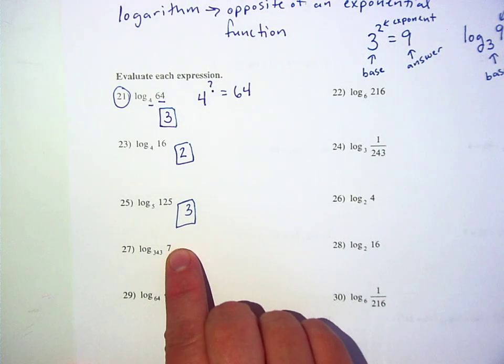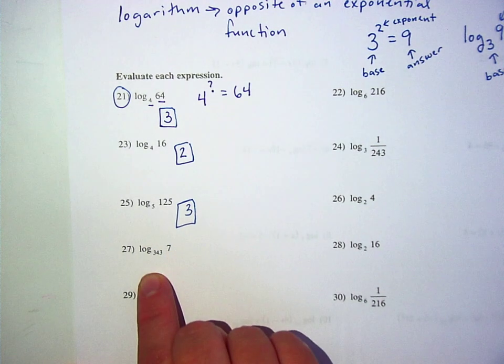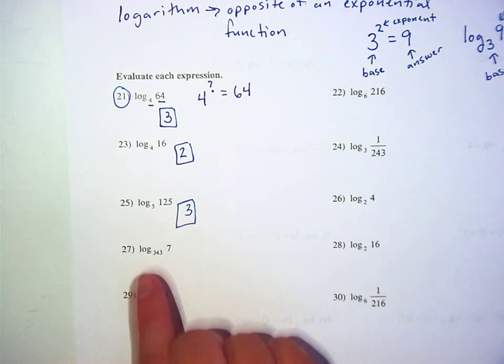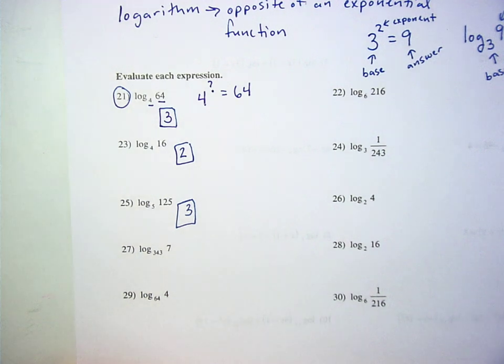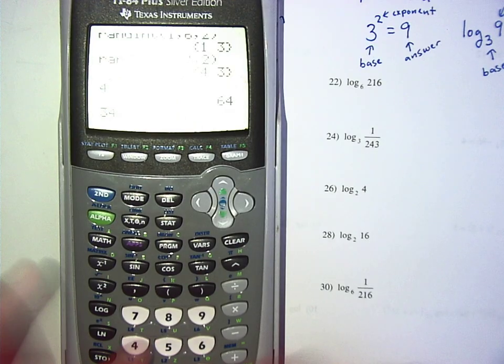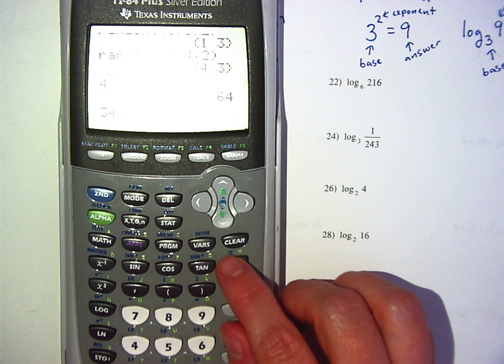It's true that 7 to the third power is 343, right? But 343 to the what power is 7? 1/3 or maybe -3. Let's try it. Everybody take 343 in their calculator. What was your first guess? It's either 1/3 or -3.